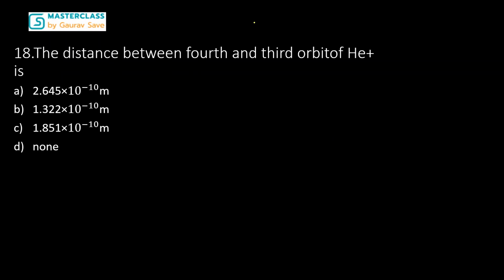Yes, guys. So the next question is: the distance between the fourth and third orbit of He plus is? Now, guys, they are asking us the distance between two orbits, so delta R they are asking, and between which orbits? The fourth and third. Now, guys, the radius in the nth orbit, what is the formula for it? 0.529 into n square upon Z is the correct formula.